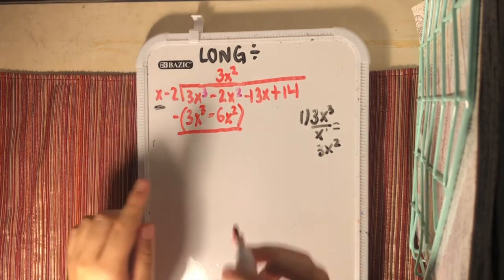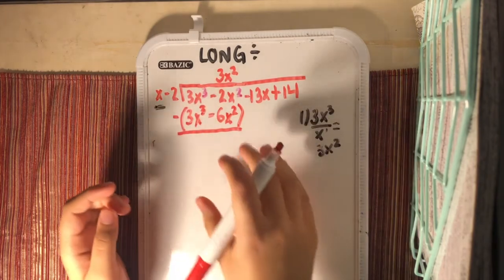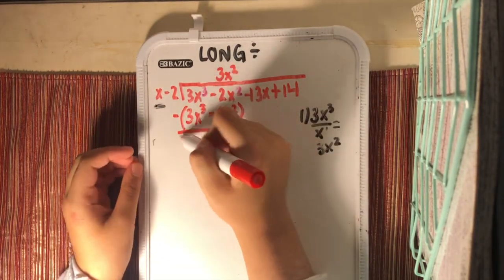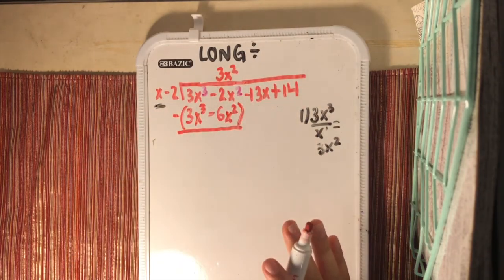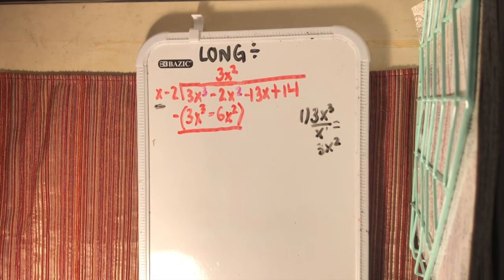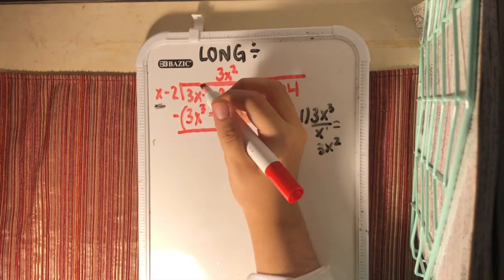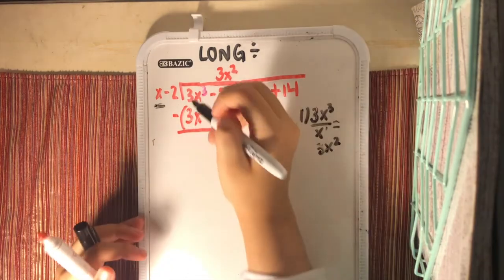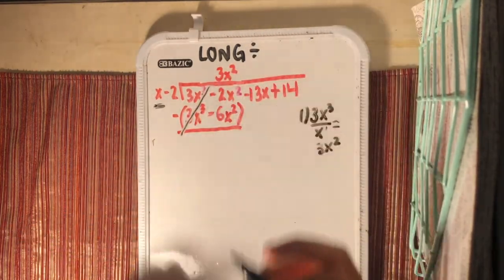And you'll notice that every time you continue and subtract your first terms, they're always going to cancel out. So you'll see what I mean as we keep going. But right now, these have to cancel out, otherwise it means that you did something wrong. So 3x cubed minus 3x cubed cancels out.